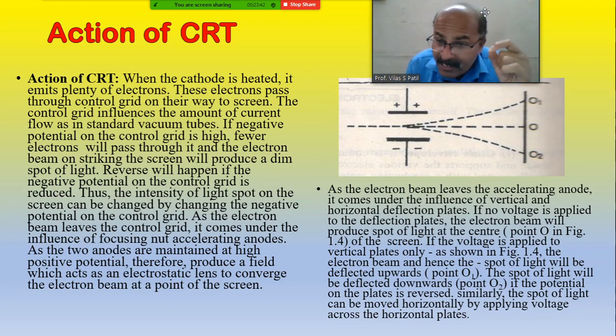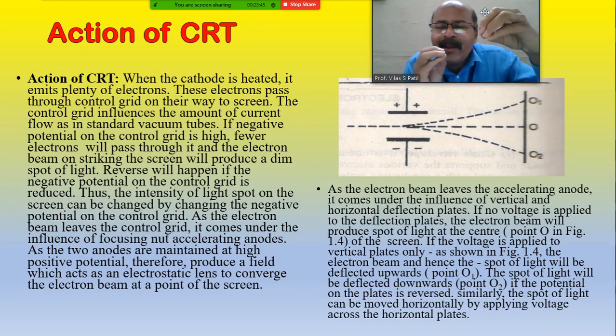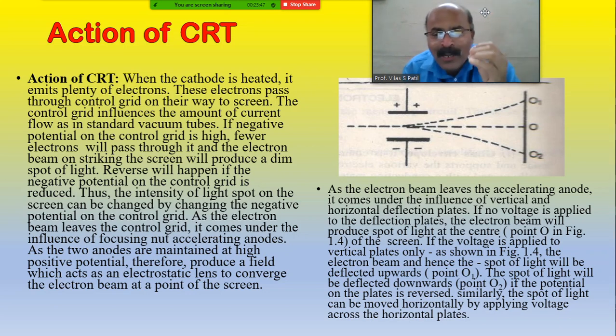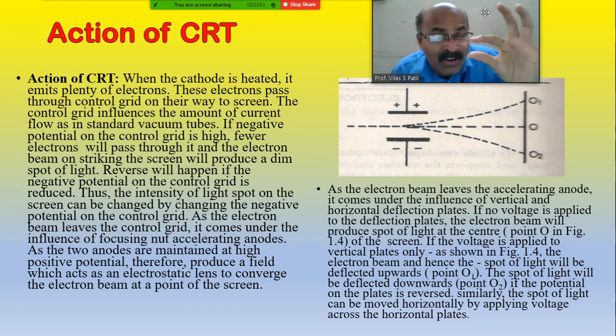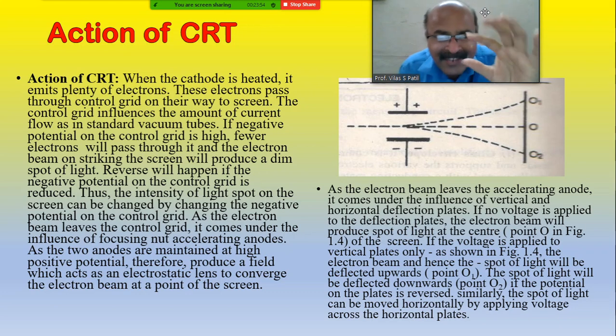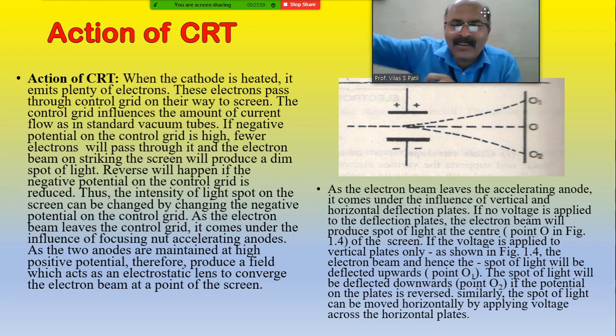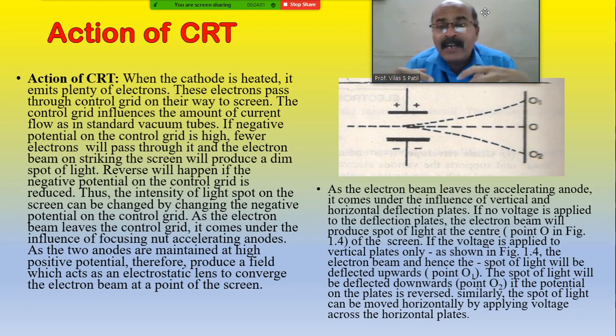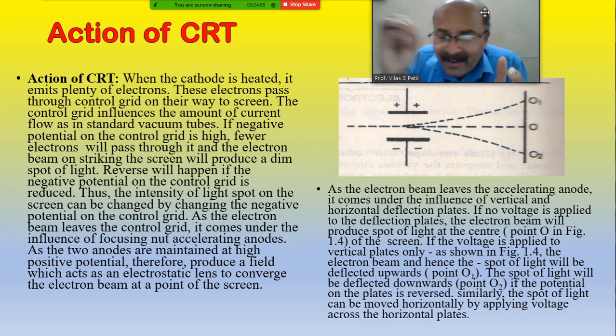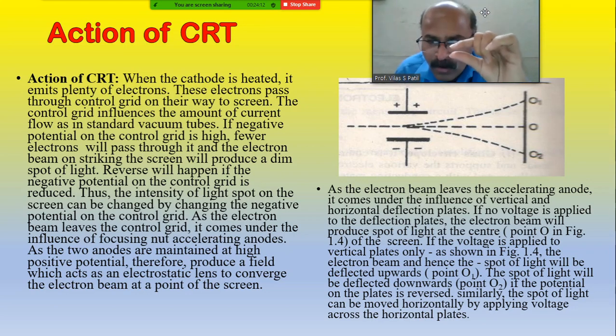Friends, if the negative potential on the control grid is very small, कमी केलं मी तर काय होईल सांगा, that is, the width of the energetic beam will increase, and this wider beam will strike the fluorescent screen, and we get the bright spot. Bright and dim: a bright spot is where the electron beam is wider in size, and a dim spot where the electron beam is poor or very few in size.